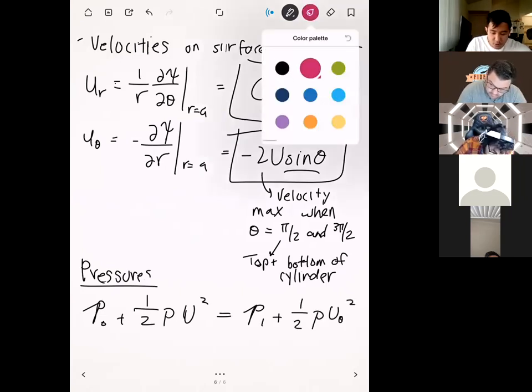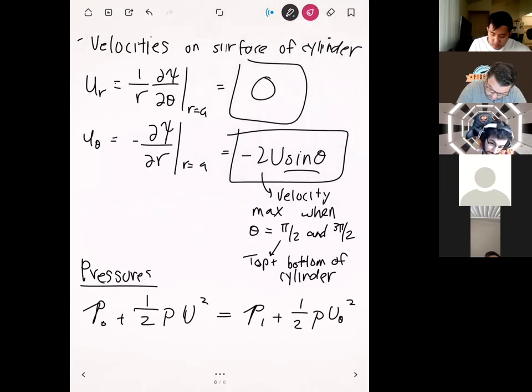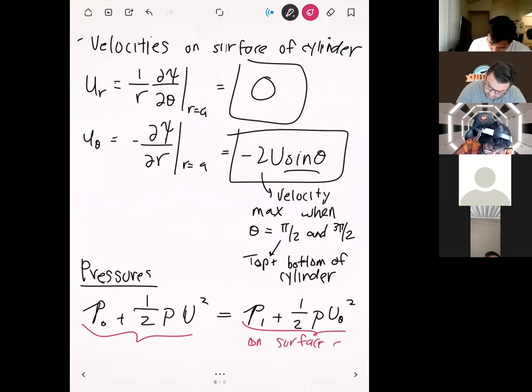And so in Bernoulli, remember, we always have to apply it to two different points. So where are these two points that I'm considering here? On the right-hand side, I'm considering a point that's on the surface of the cylinder. And if we're on the surface of the cylinder, the speed is just going to be u theta. So that's what we have here. We can just plug this in right here.